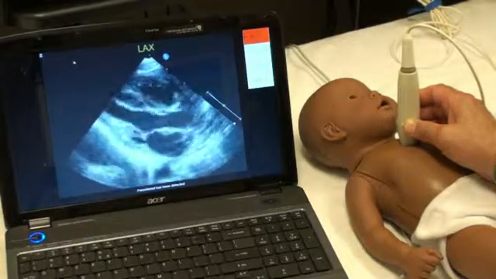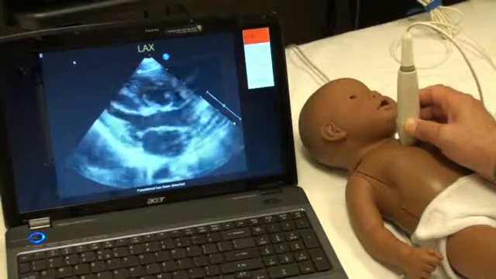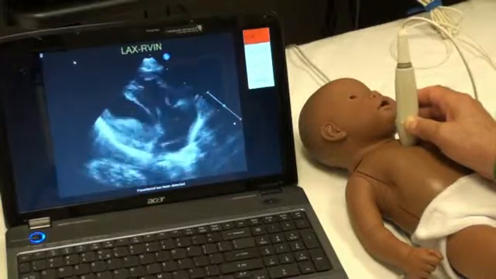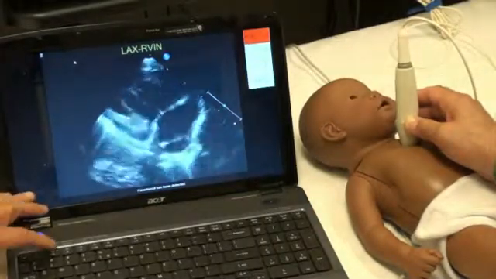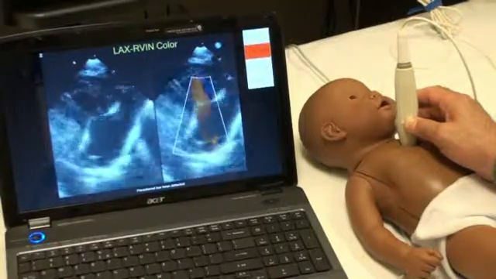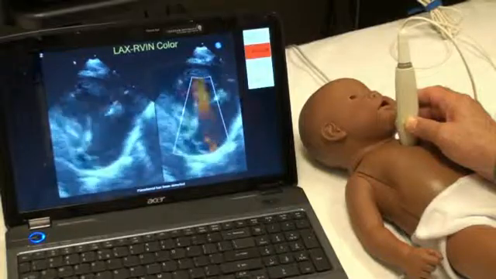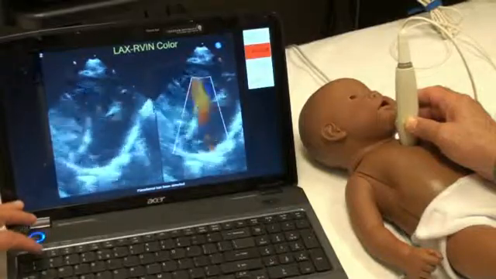Back to the long axis, and with the counterclockwise rotation and tilting downward, we're going to demonstrate the RV inflow and the tricuspid valve, adding color flow to it. Shows the pulmonary venous drainage to the left atrium and the foramen ovale, left to right shunt.